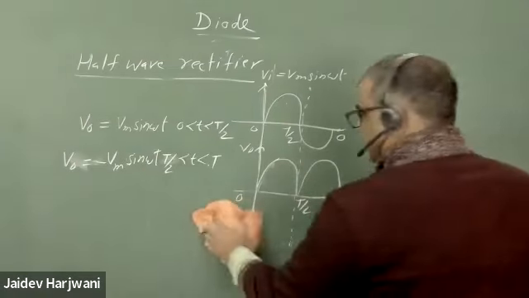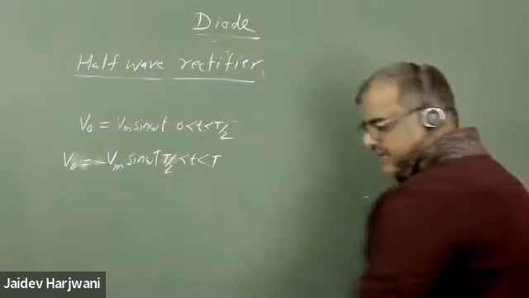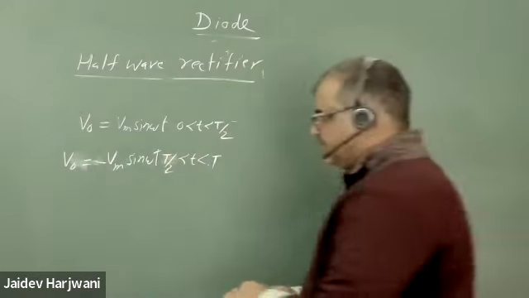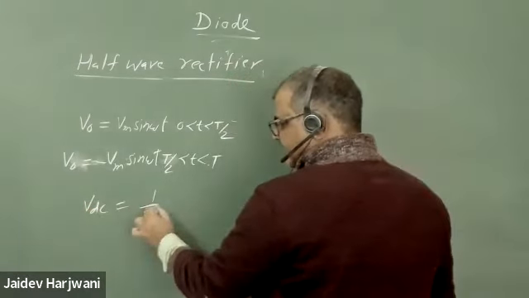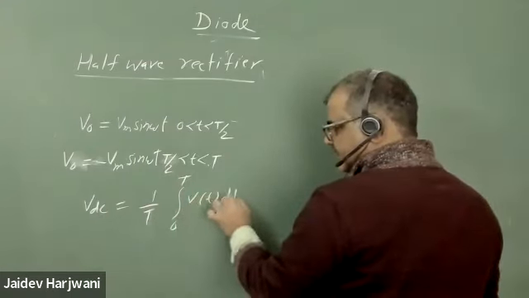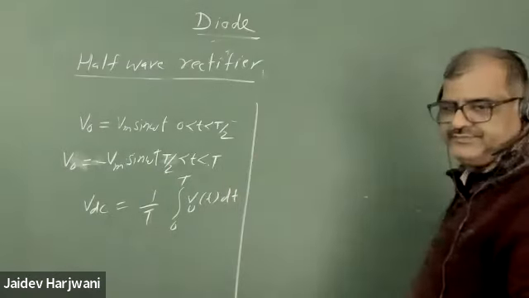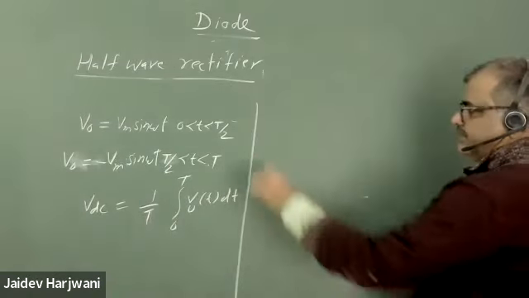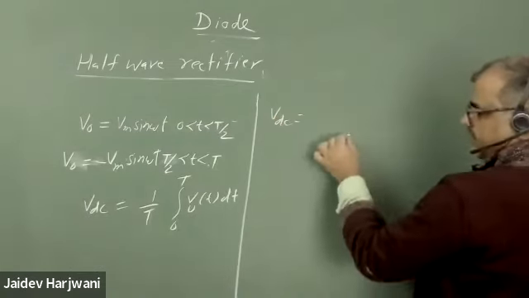Okay. Now I know my function. Now I can calculate my VDC. VDC for full wave rectifier. Again, 1 by T, 0 to T, V(t) dt. Calculate and tell me how much is coming. 2 Vm by pi. So VDC will be what?